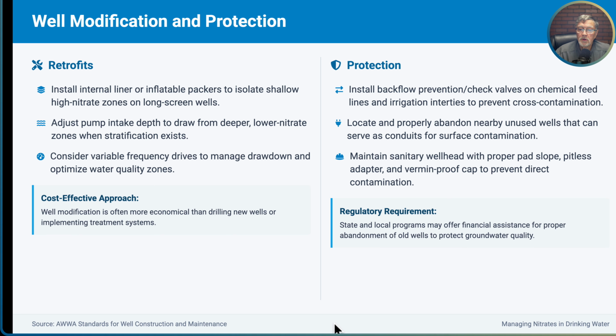So locate and properly abandon nearby unused wells that can serve as conduits for source contamination. You don't want any open conduits to groundwater. So unused wells should be properly abandoned. And you want to maintain a sanitary wellhead, proper pad slope, pitless adapter, vermin-proof cap, and everything to prevent direct contamination. So you want to make sure that well is properly protected.